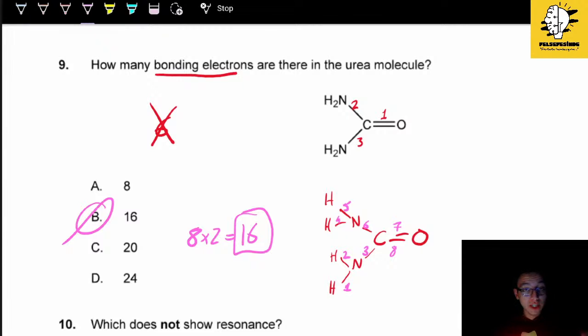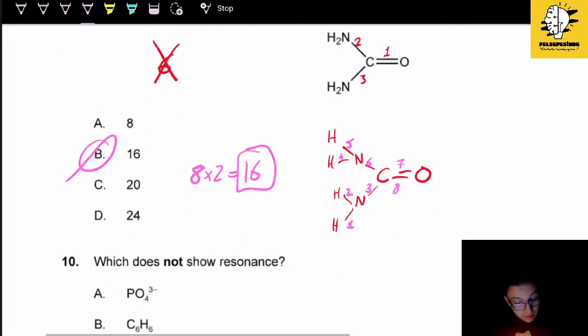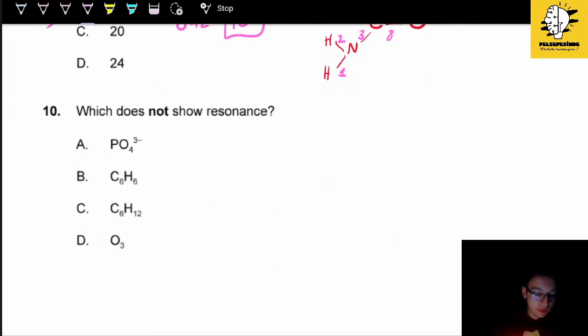By the way, please check if it is asking for bonds, the number of sigma bonds, the number of pi bonds, or the number of bonding electrons. This is very, very important. So we can proceed with the next question. Oh, this is question number 10.